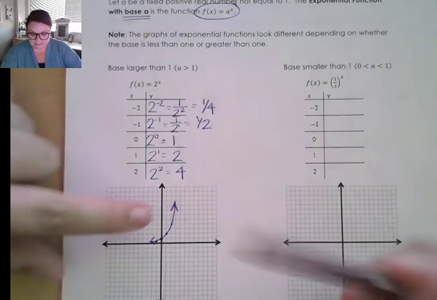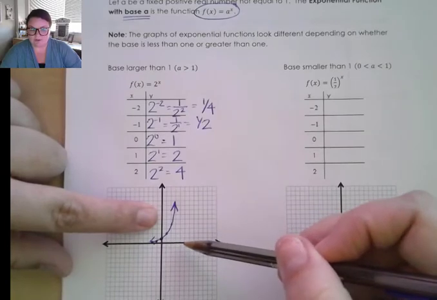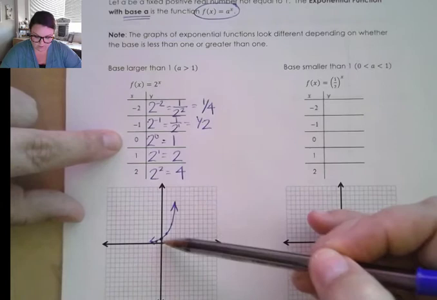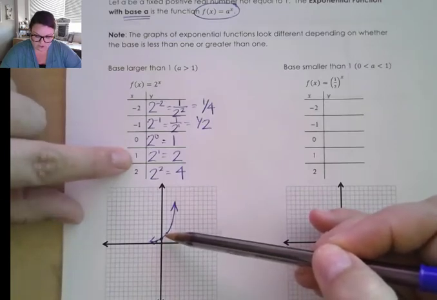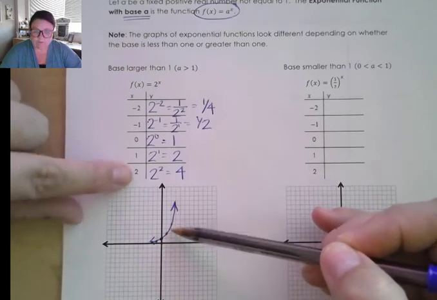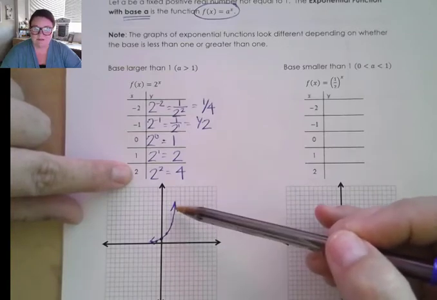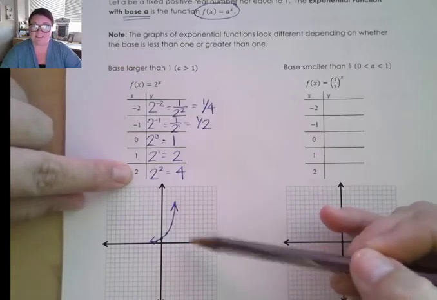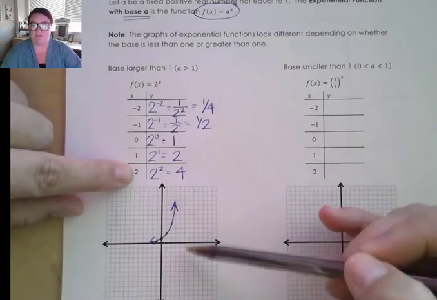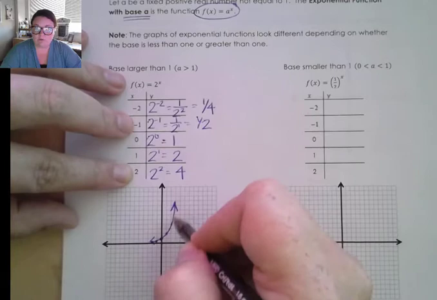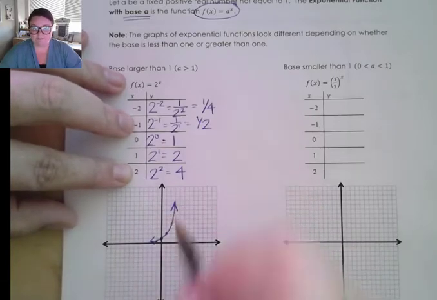Now, if I were to keep plugging in numbers out here to the right, when I plug in 0, I get 1. When I plug in 1, I get 2. When I plug in 2, I get 4. If I were to plug in a 3, 2 to the third power is 8, right? 2 to the fourth power is 16. 2 to the fifth power is 32. So this is going to shoot up really quickly, really steeply, right?